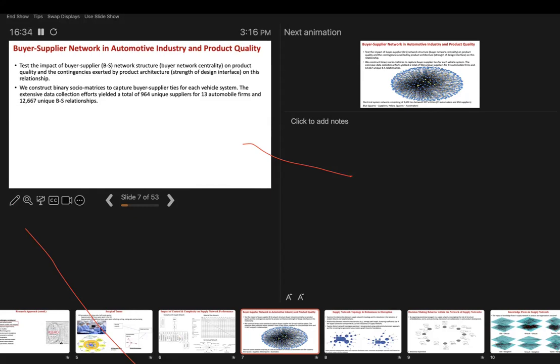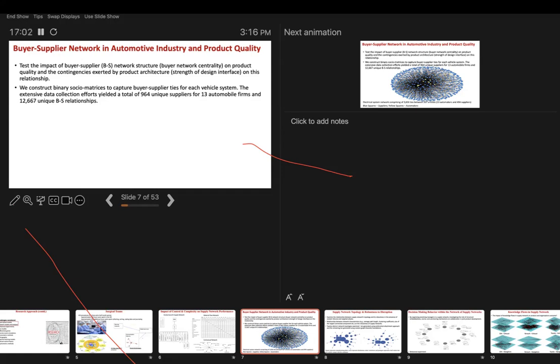So for instance, an exhaust system is a lot more modular in nature. That is, you can easily outsource it and your supplier can make it and then you can plug and play. Whereas an engine system is not. Engine system is tightly integrated with the overall car. So you need a lot more communication that has to happen with your supplier to ensure that everything is going on well. So the level of centrality of the buyer now starts to play a role depending on the design interface of the system.